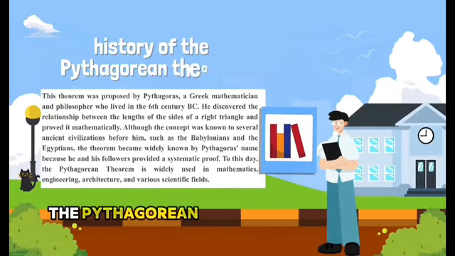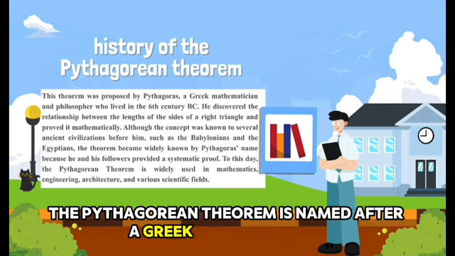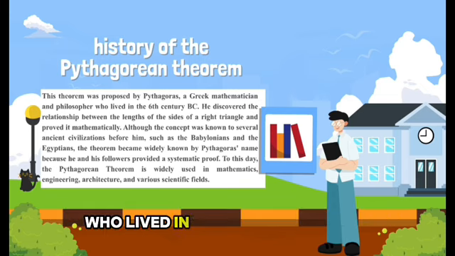The Pythagorean theorem is named after a Greek mathematician and philosopher who lived in the 6th century BC. That mathematician's name was Pythagoras. He explained and proved the relationship between the sides of a right triangle. Although people from ancient Babylon and Egypt already knew this idea, Pythagoras and his students gave a mathematical proof. Today, this theorem is still used in mathematics, engineering, architecture, and many other fields.